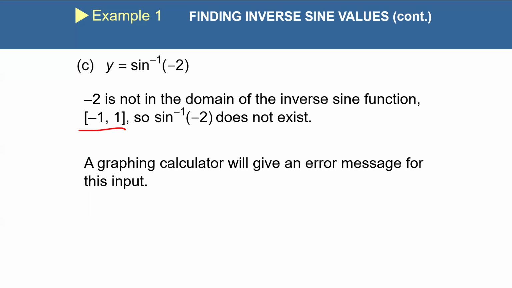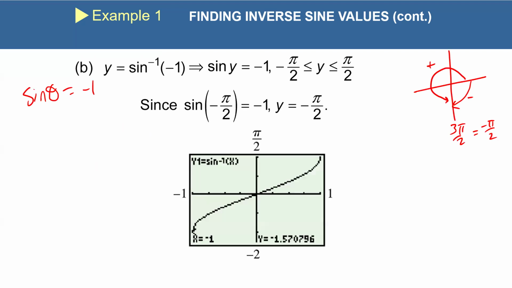So instead of going this way, it goes this way. It's the weird one, it goes like this. It's like this. That's the inverse of sine.